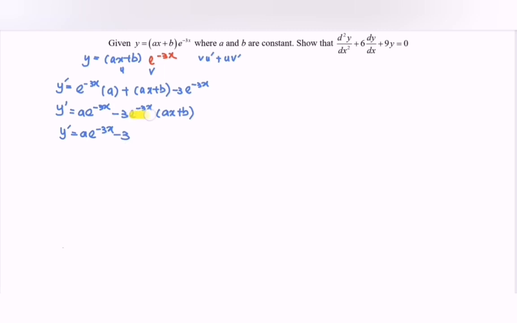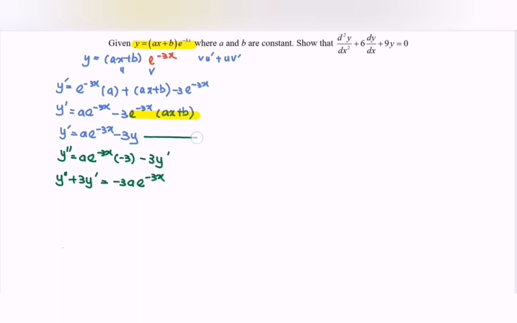Kindly refer to this part. Notice that we have the y. So kindly substitute. We have the y. Differentiate for the second time. Y double prime equals a, differentiate the exponent, refers to the power, and then minus 3y prime. So kindly rewrite the situation. We have y double prime plus 3y prime equals negative 3a e to the power of negative 3x.